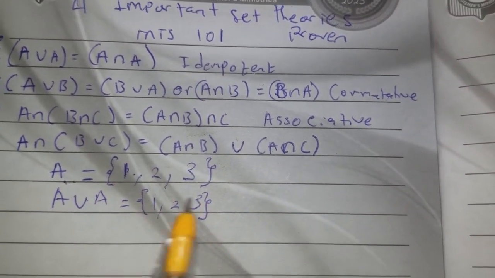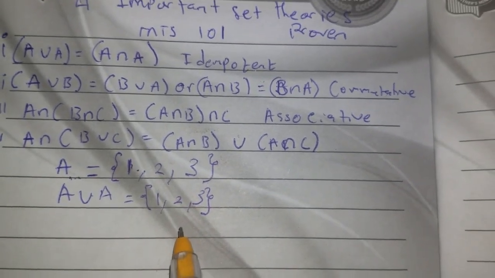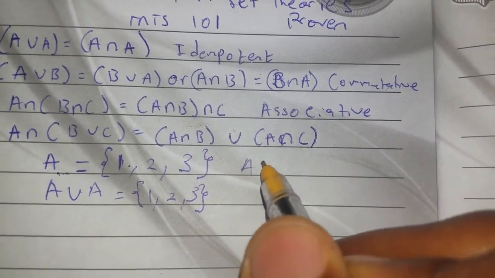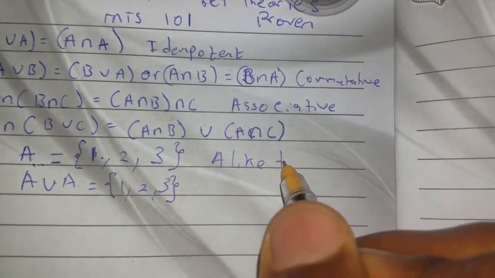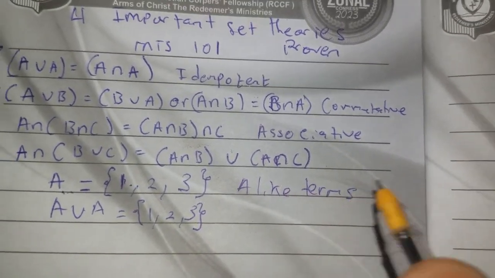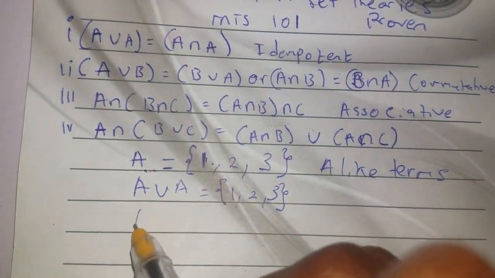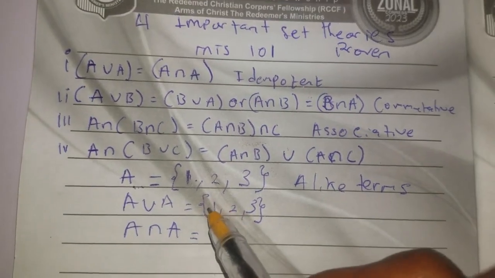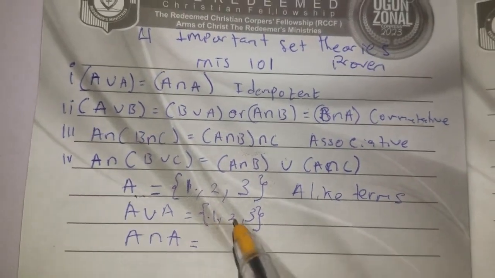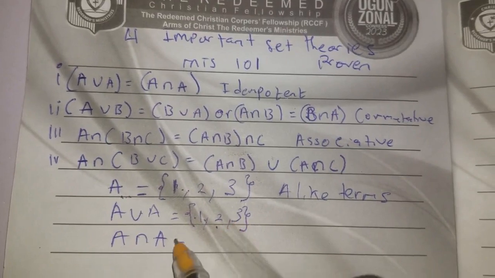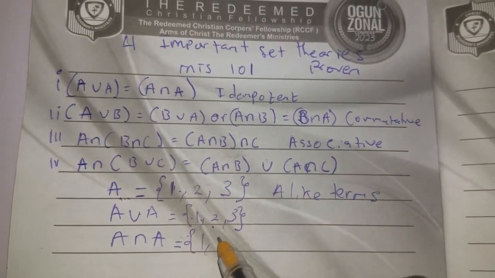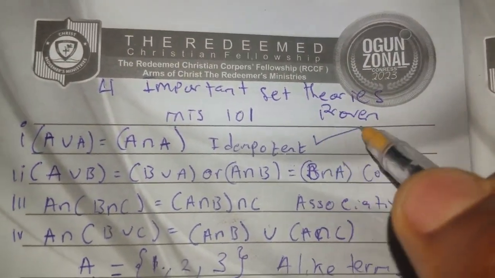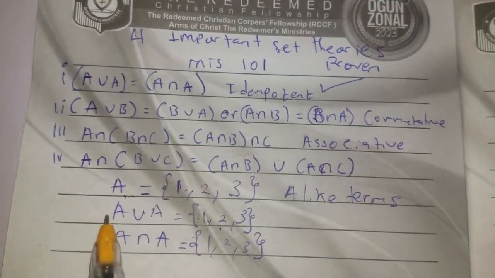Okay, now the intersection of two sets, you're going to write down the alike terms in the set. So let's go. A intersection A. Okay, now 1 is in A, 1 is also in A, 2 is in A, 2 is also in A, 3 is in A. So there you have it: 1, 2, 3. It's as simple as that, I proved idempotent. Alright, let's go to this one.